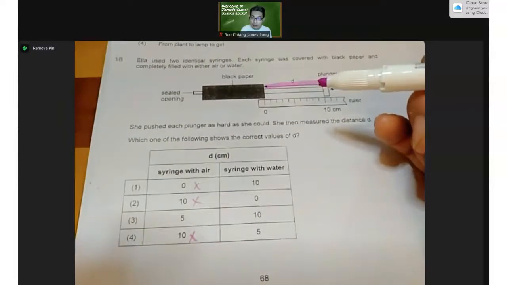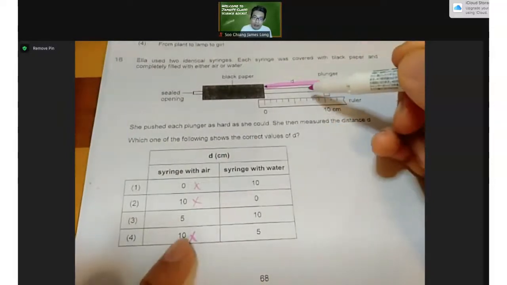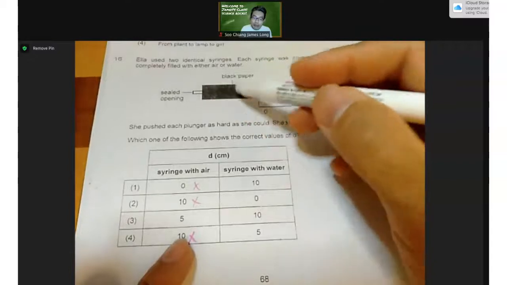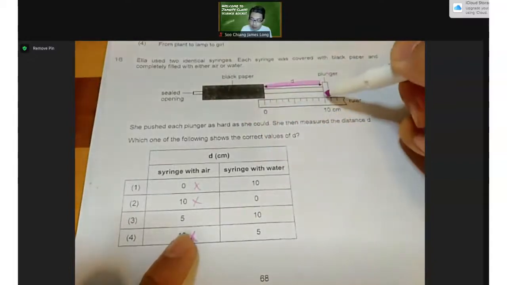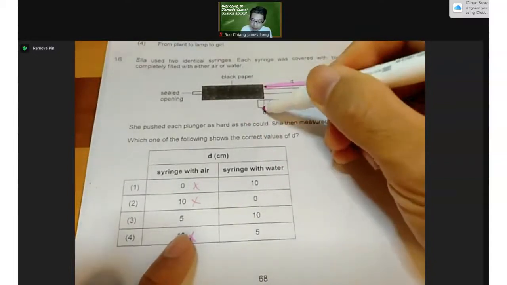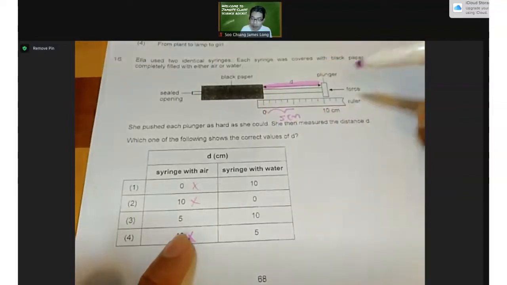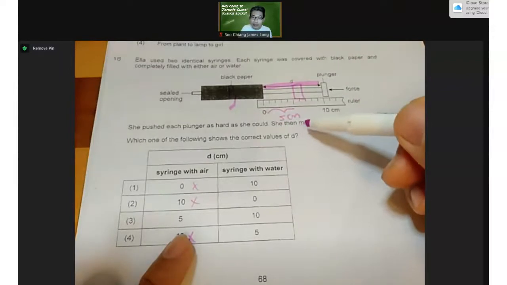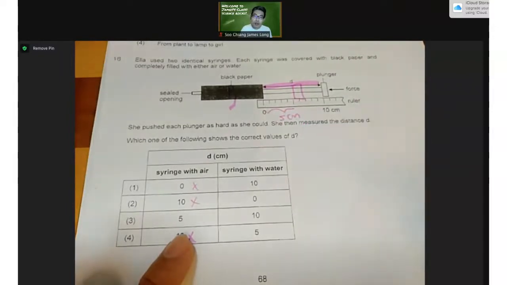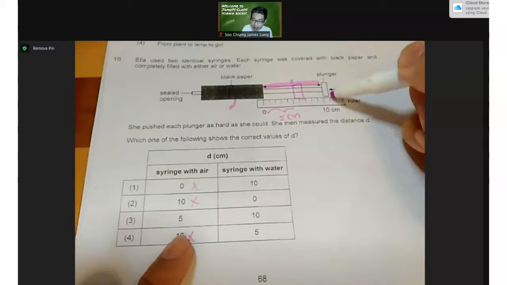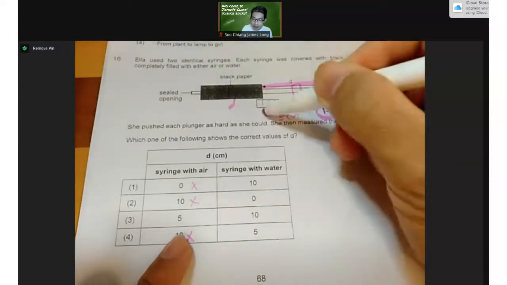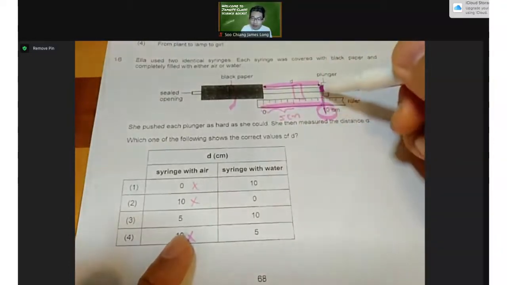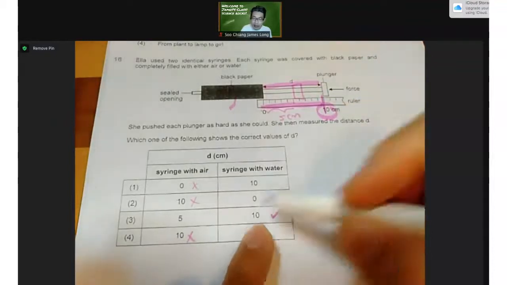So what is possible is you can compress a little bit and still leave 5 cm. So you can push in to 5 cm, so the distance d measured becomes 5 cm. The plunger reaches all the way here, and of course inside it moves all the way somewhere here. If it contains water, then of course you cannot compress it at all. It still remains at 10 cm if it contains water. So it cannot be compressed. So the answer is 3.